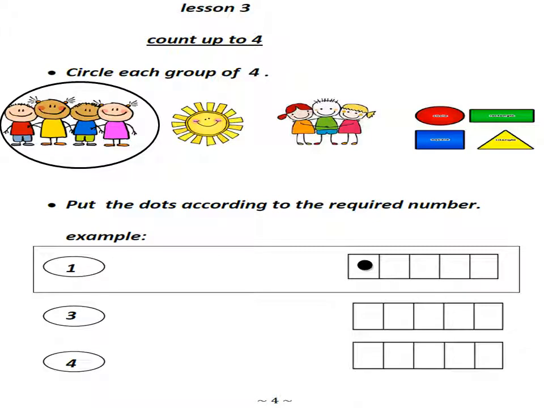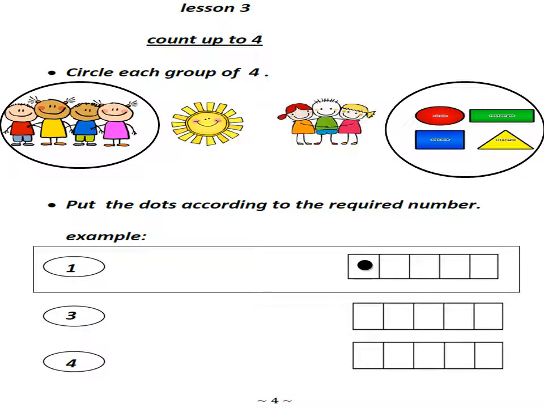Second picture, we have only 1 sun. So we will not make any circle. The third picture here, we have 3 people. And the fourth picture here, we have circle, square, rectangle, and rectangle. So we have here 4 shapes. So we will make a circle around the 4 shapes.